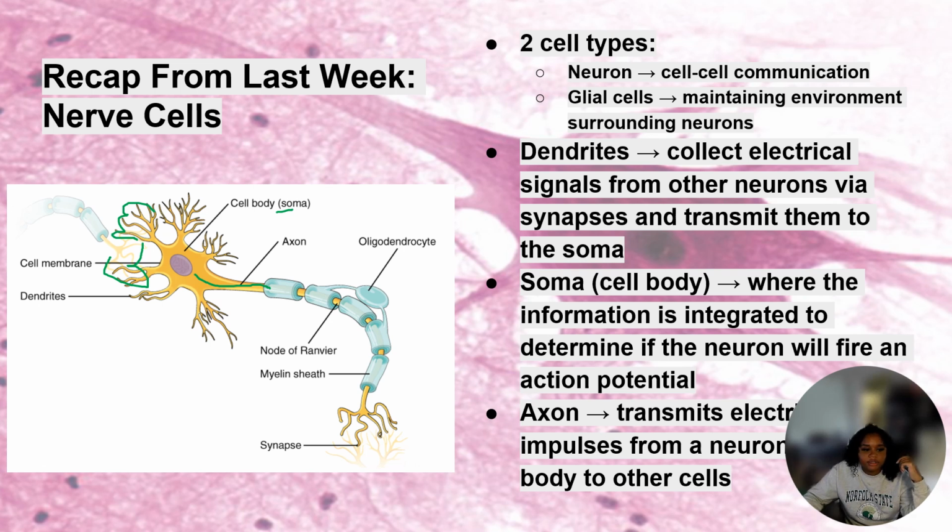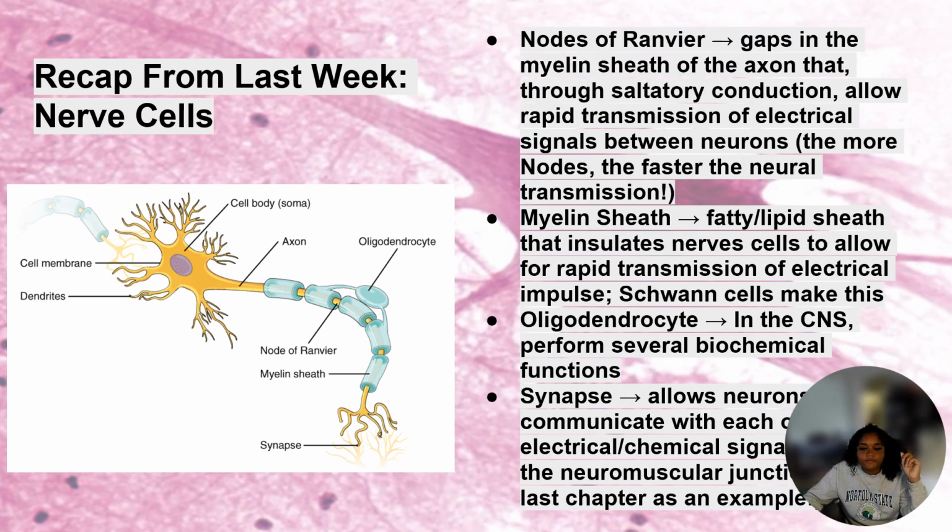And that cell signaling is further sped up, or motivated more efficiently, because of your myelin sheath and your nodes of Ranvier. I've heard it two different ways. It's a French name. But remember that your nodes of Ranvier are the gaps in the myelin sheath. So these are here. And those help, through saltatory conduction, speed up rapid transmission of that electrical signal. And your myelin sheath is an insulation for your nerve cells to also allow for that rapid transmission.